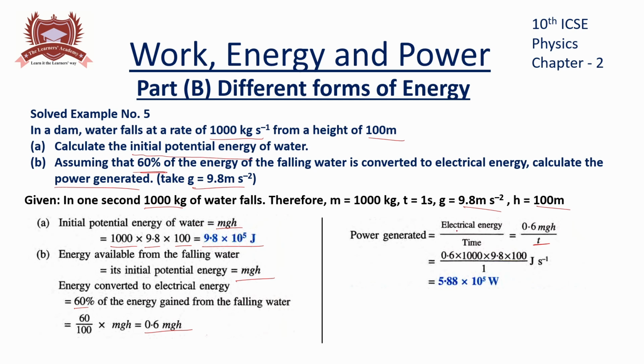We can directly put the value as 0.6 times 9.8 times 10 to the power of 5, and we'd end up with 5.88 times 10 to the power of 5 watts. We can also write it as 5.88 times 10 to the power of 2 kilowatts, or 588 kilowatts. So this can also be considered as an appropriate answer. So any one of these two would give you full marks. Quickly make a note of this so that we can go ahead with the next example.